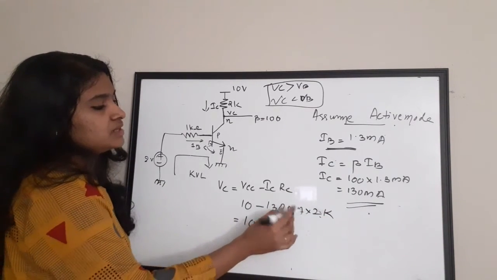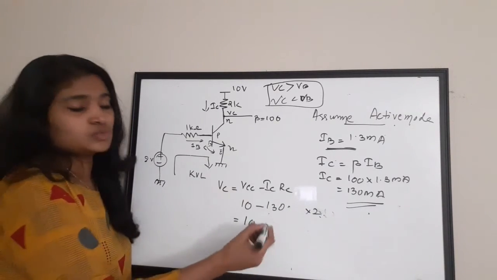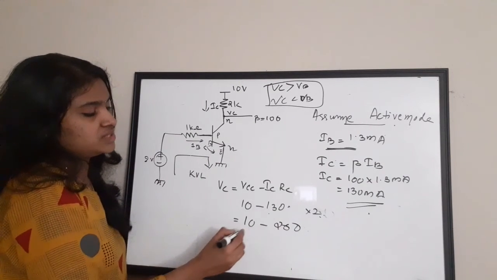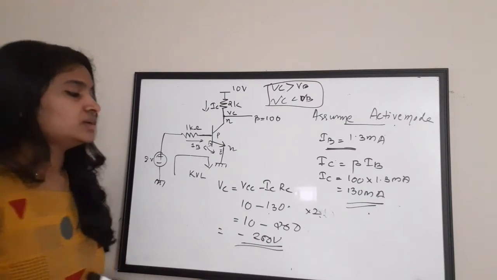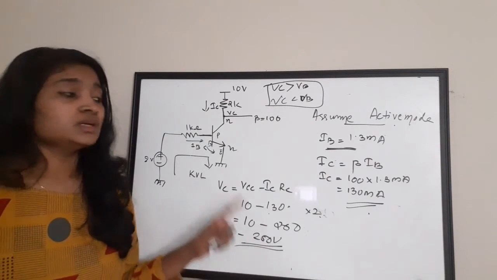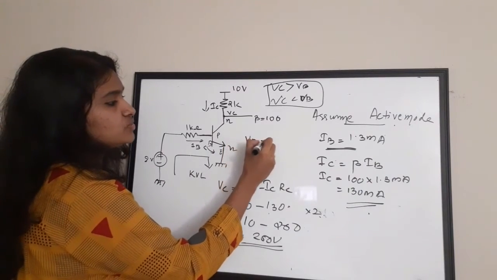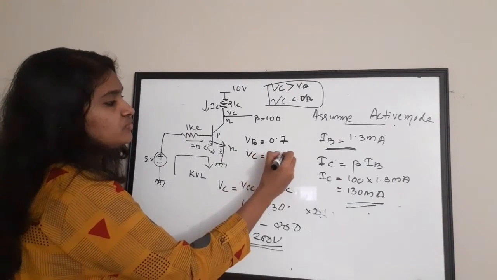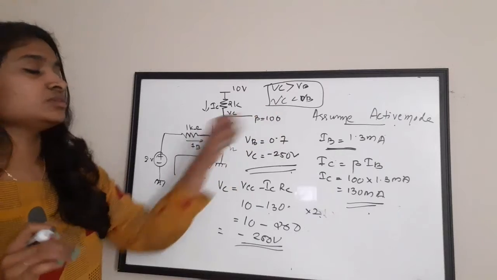So 10 minus, the milliampere and the K will get cancelled, 130 into 2 is 260. So 10 minus 260 is minus 250 volt. Okay, so it is minus 250 volt. Now we have obtained VB is equal to 0.7. Now we have VC equal to minus 250 volt. Now we need to check for this relation.